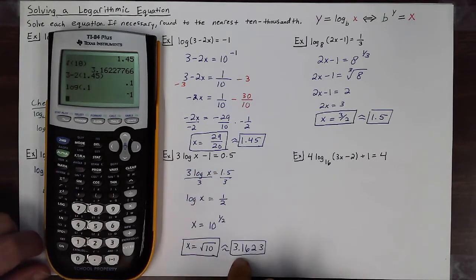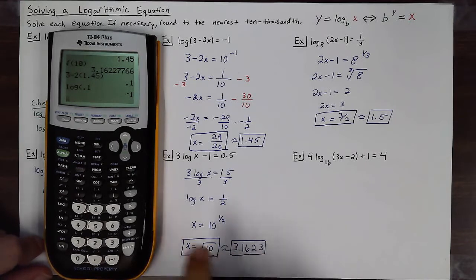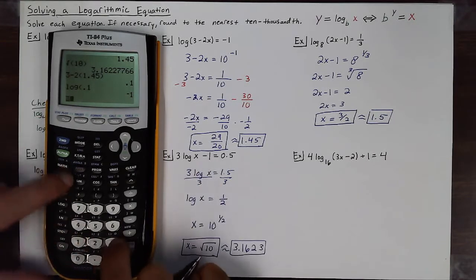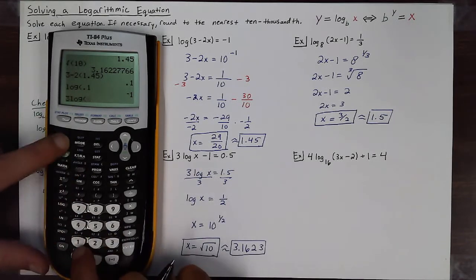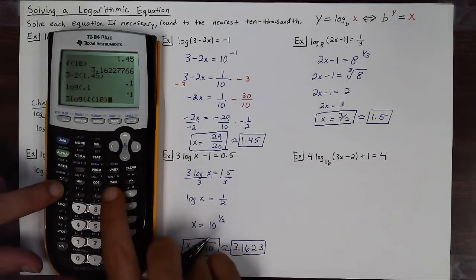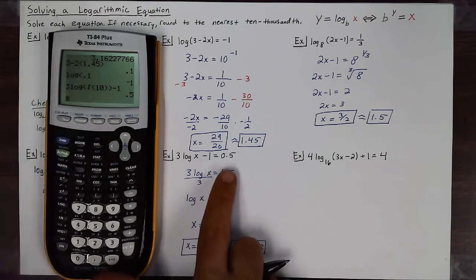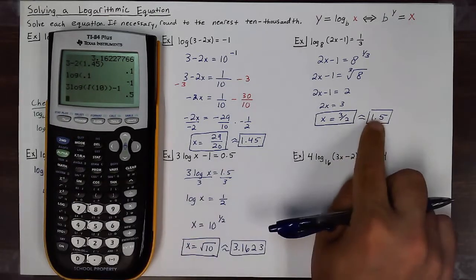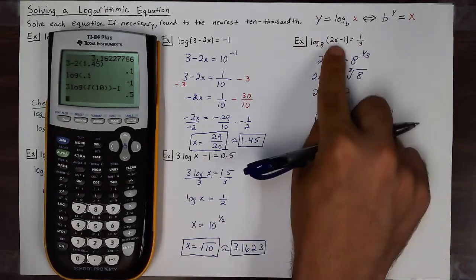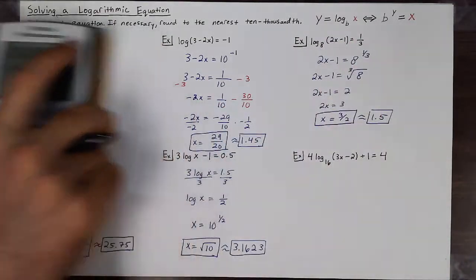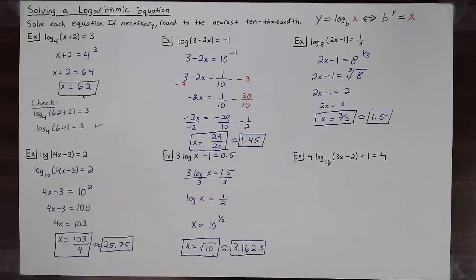Over here we got square root of 10, or that decimal. But if I were to check this, 3 log of the square root of 10 minus 1 is equal to 0.5, so that works as well. Even over here, 2 times 1.5 is 3, 3 minus 1 is 2. We are getting positive numbers within these logs, if you go back and check.